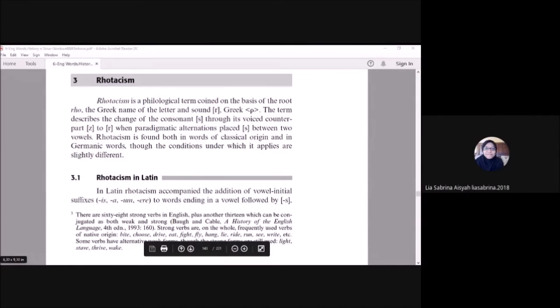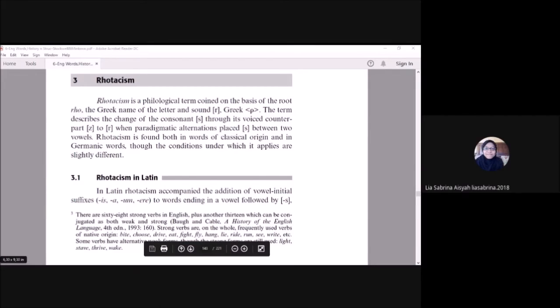I will try to explain about rhotacism. Rhotacism is a philological term coined on the basis of the root rho, the Greek name of the letter and sound R. Greek rho, you know, the symbol rho that is usually used in math.